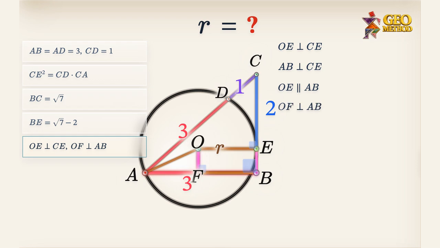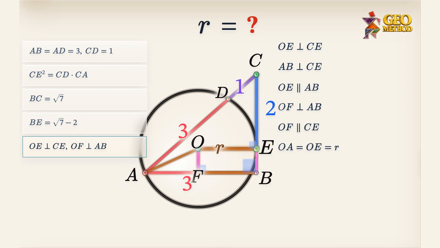Now drop segment OF perpendicular to segment AB. This creates the second side of the small auxiliary box and also introduces the future triangle AFO. Since segment OF is perpendicular to segment AB and segment CE is also perpendicular to segment AB, those two lines are parallel as well. That completes the rectangle structure.